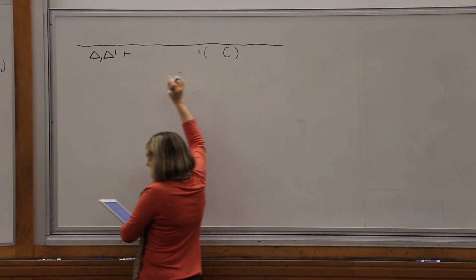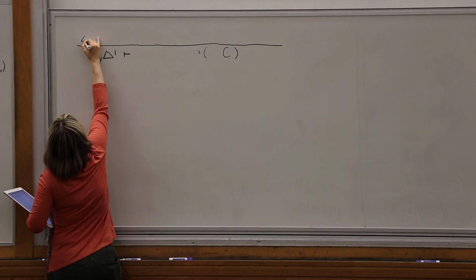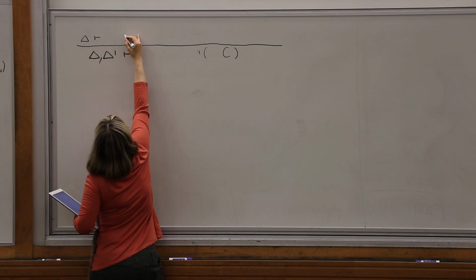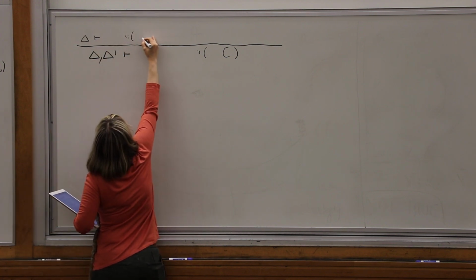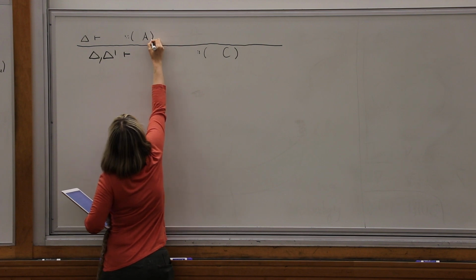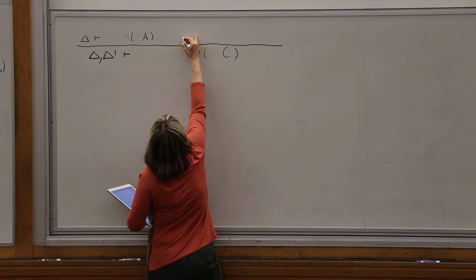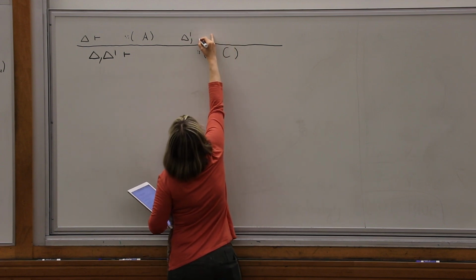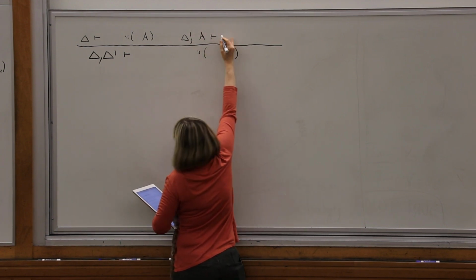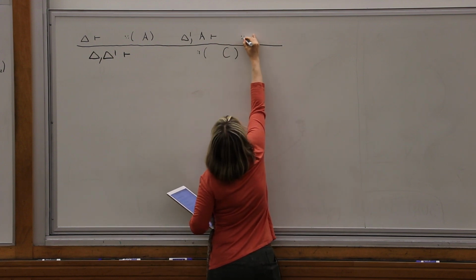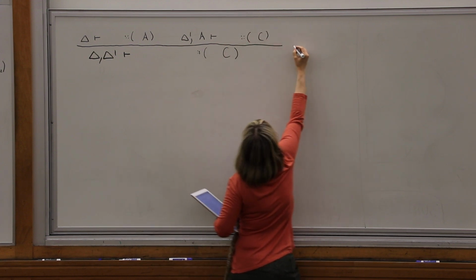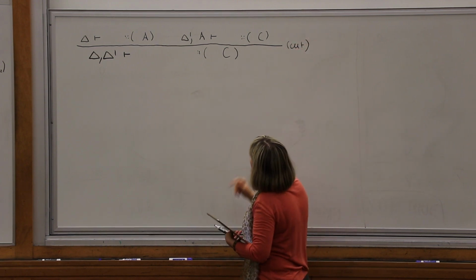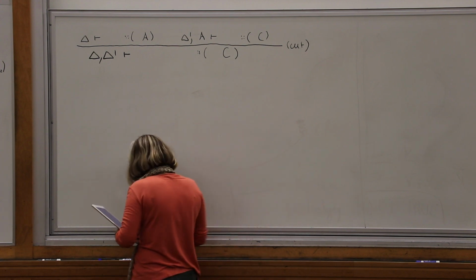Okay. So then, given delta, we can prove an A, and given delta prime and an A, we can prove a C. So that's cut. So now let's fill in the obvious part, right?